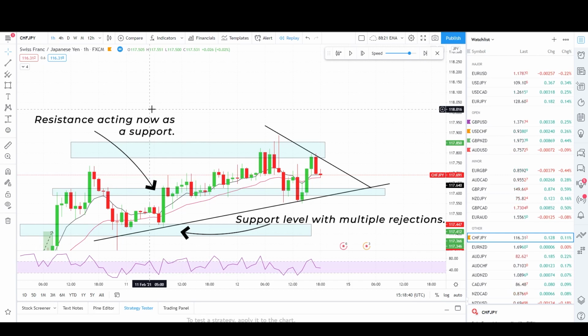As you can see, I do have my horizontal areas of sensitivity that have been identified because of the multiple rejections in the past.